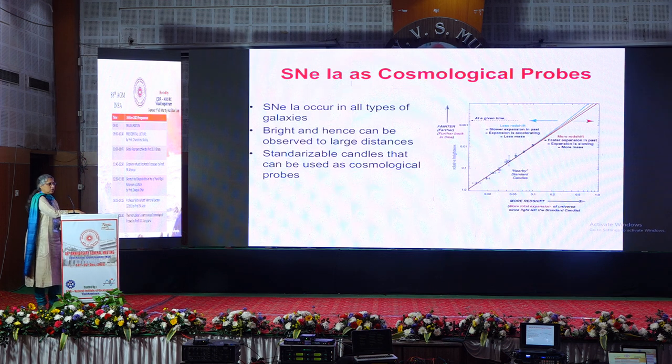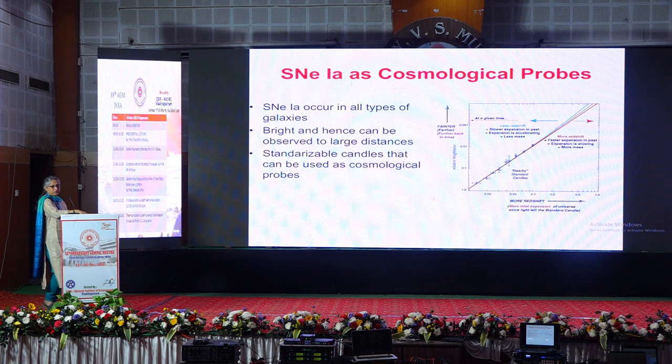So how are they good cosmological probes? Supernovae of type 1a occur in all types of galaxies. They're extremely bright, and therefore they can be observed at very large distances. And hence they are standardizable candles that can be used as cosmological probes.